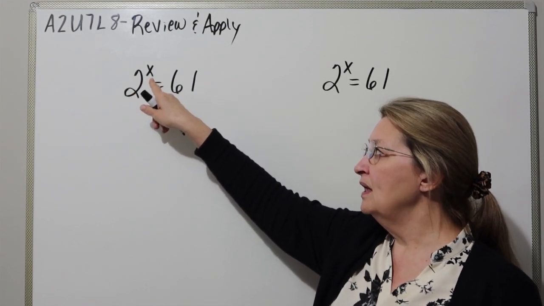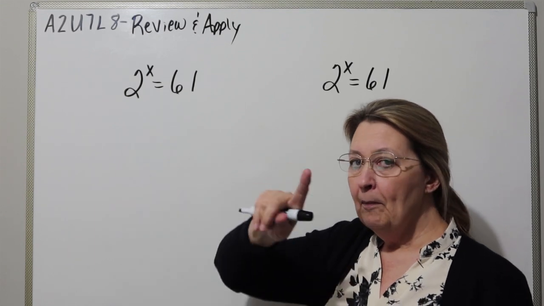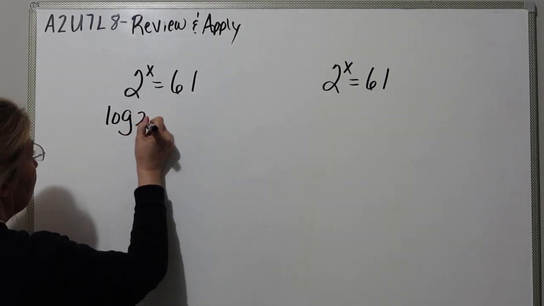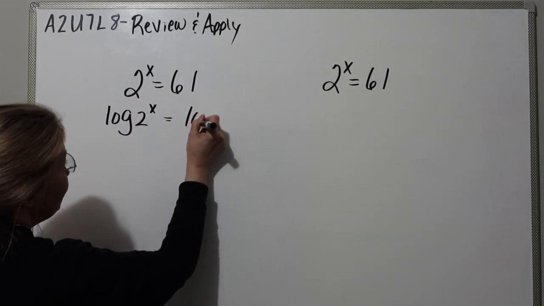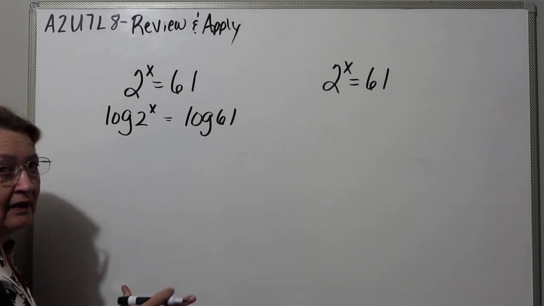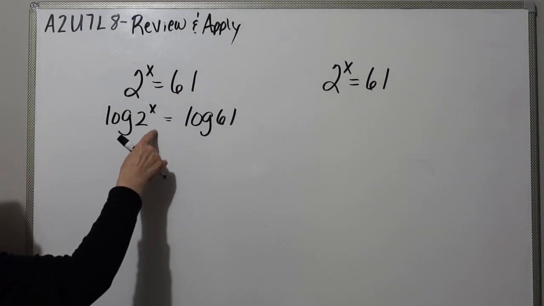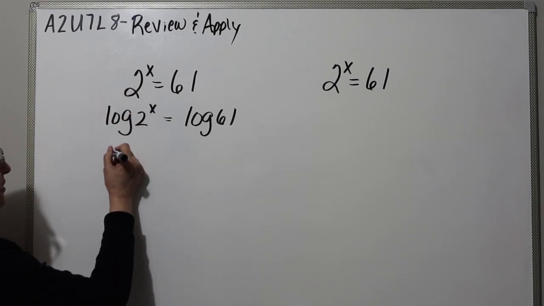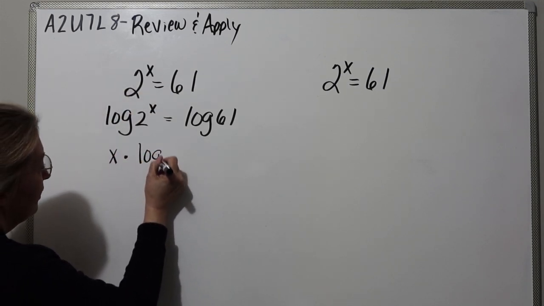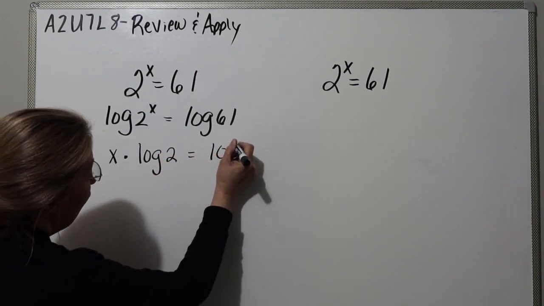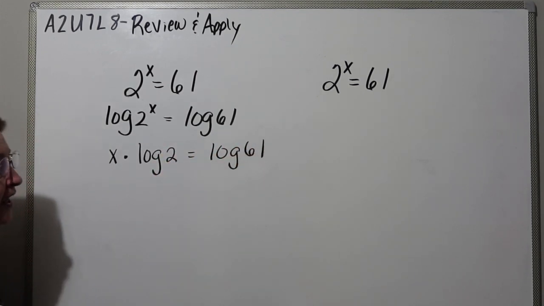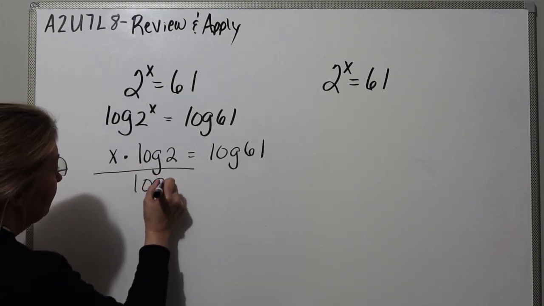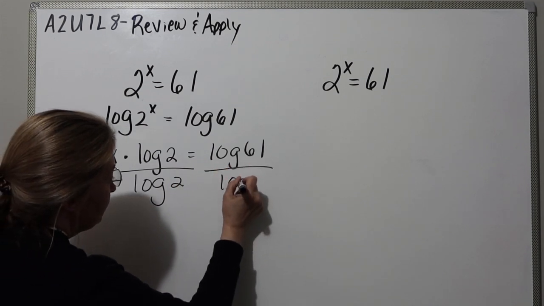Right now I don't have any way to get that exponent down from there. But here's a trick. If I rewrite it as log 2 to the x power, and I do the same thing to the other side, still balanced, now I can move the x over here using your power property. So now I have x times log 2 equals log 61. Still trying to isolate this variable. It's been multiplied by log 2. So I'm going to divide it by log 2.